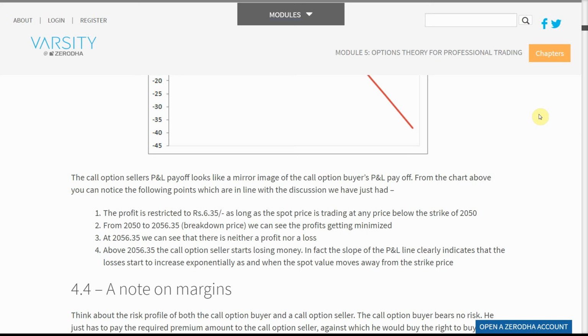From 2050 to 2056.35 breakdown price, we can see the profits getting minimized. At 2056.35 we can see that there is neither a profit nor a loss. Above 2056.35 the call option seller starts losing money. In fact, the slope of the P&L line clearly indicates that the losses start to increase exponentially as the spot value moves away from the strike price.